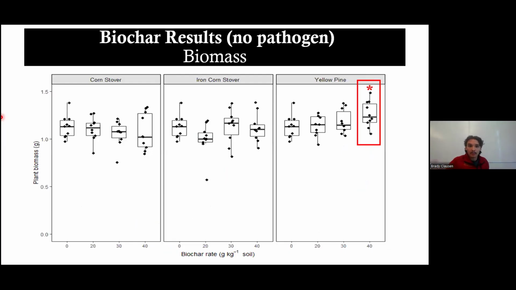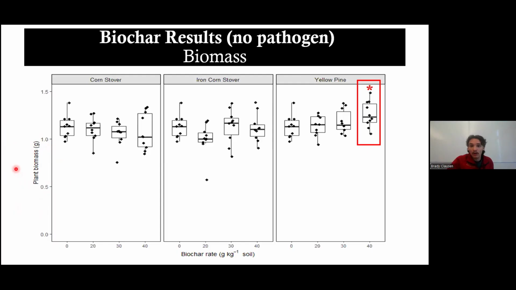Again, the biochar rate is on the x-axis. On the top, we have it faceted by different biochar types. So we have corn stover on our left, the iron corn stover in the middle, and the yellow pine over to the right. And then our y-axis variable right now is plant biomass. So looking at the biomass produced by these plants, essentially hypothesizing more biomass, potentially more yield. Again, growth chamber conditions, but that's the idea.